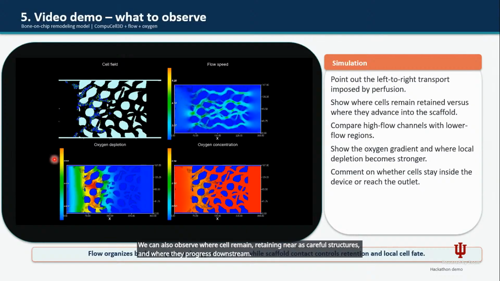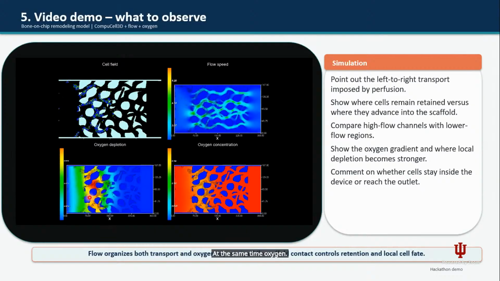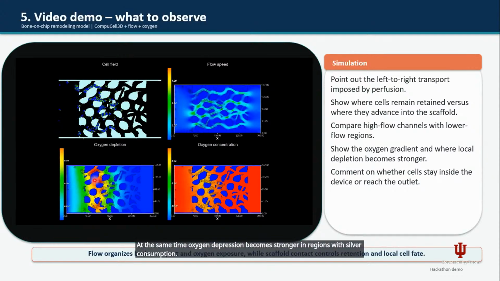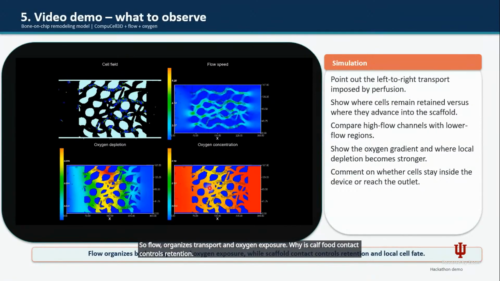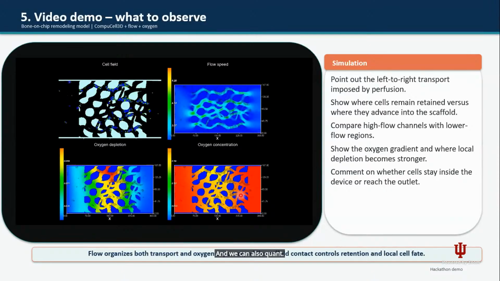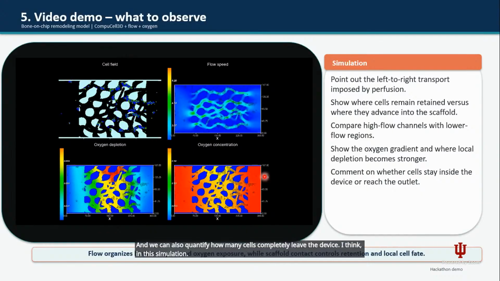At the same time, oxygen depletion becomes stronger in regions with cellular consumption, producing spatial heterogeneity in the oxygen field. So flow organizes transport and oxygen exposure, while scaffold contact controls retention. And we can also quantify how many cells completely leave the device. I think in this simulation there were only 2 cells that completely left.